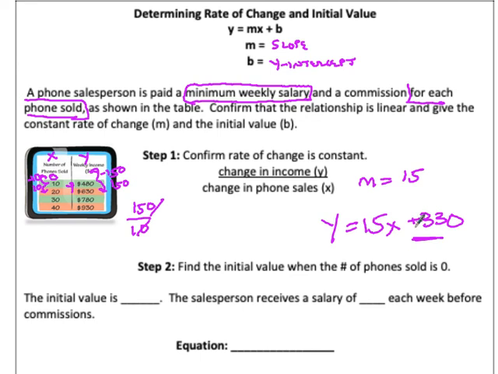So the base salary, this is where they start, and this is how much money they make per cell phone. And this whole thing should be right here under equation. Sorry guys, I kind of skipped the wording there. The salesperson receives a salary of $330 each week. Okay?